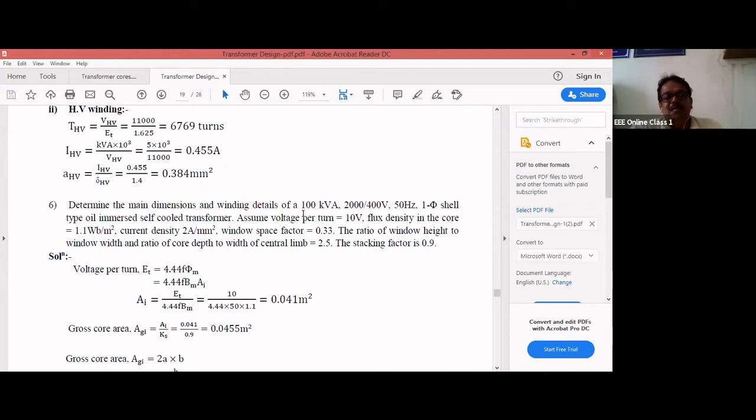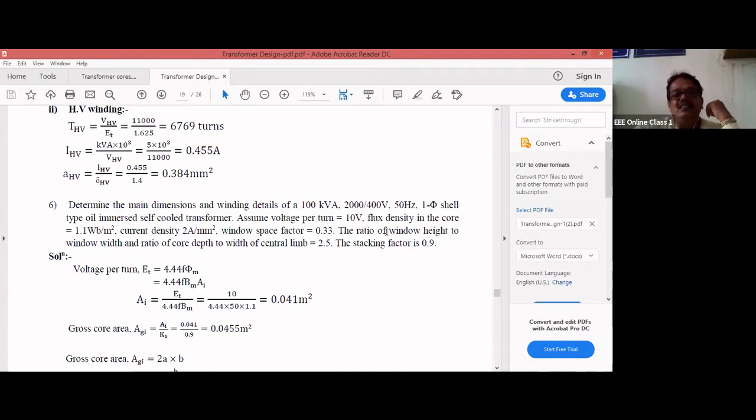Winding details of 100 kVA, 2000 by 400 volt, 50 hertz, single phase, shell type oil immersed self-cooled transformer. This is shell type. Assume voltage per turn 10 volt, frequency 1.1, current density 2 ampere, window space factor 0.33. The ratio of window height to window width, here, this is the condition given. The ratio of window height to window width, HW by WW, equal to 2.5, and the ratio of core depth to width of central limb. Core depth is B and width of central limb is 2A.